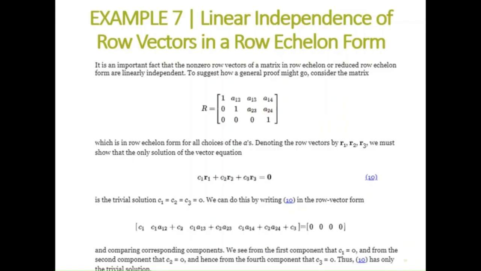In example 7, I just wanted to point out that you may in fact be dealing with matrices. So you want to remember that for your matrix, your rows and your columns can be vectors themselves. This example goes through and talks about the linear independence of row vectors in a row echelon form of a matrix. So you're going to want to check this out. Just remember that you can use this to apply to matrices as well.